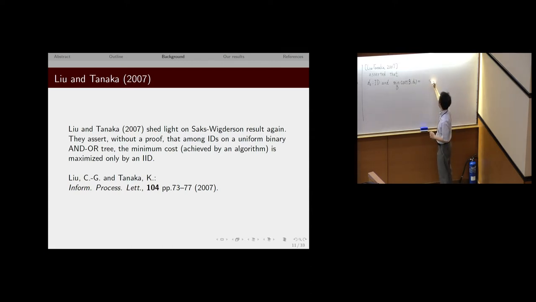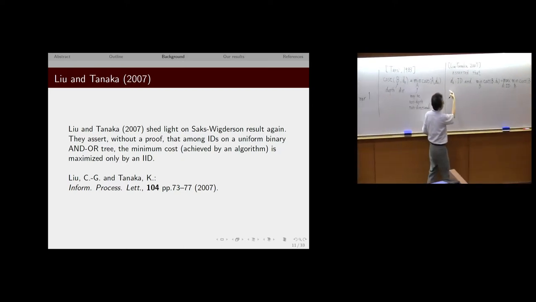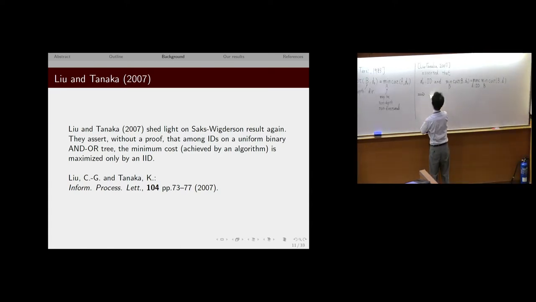That means that for other IDs D, we also consider the minimum cost for D, but D0 maximizes such cost, where D runs over independent distributions. And then their assertion is, if we assume this, then D0 is an IID.